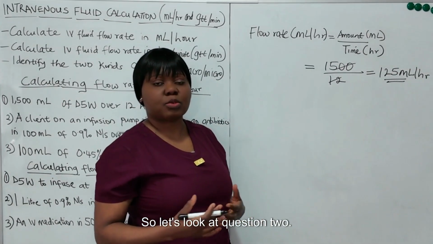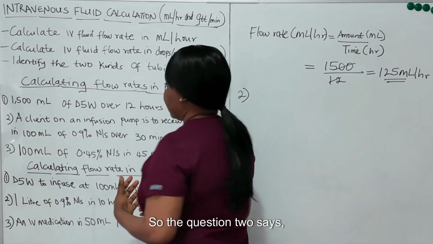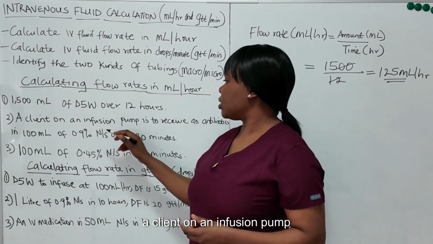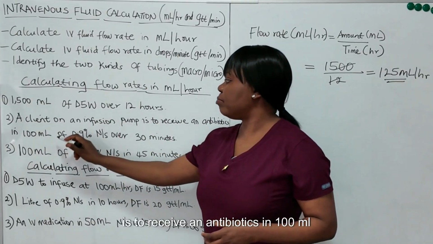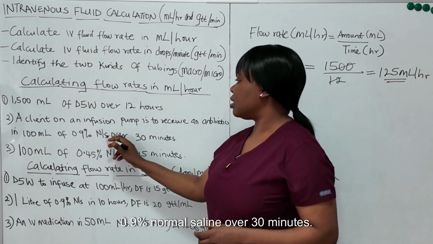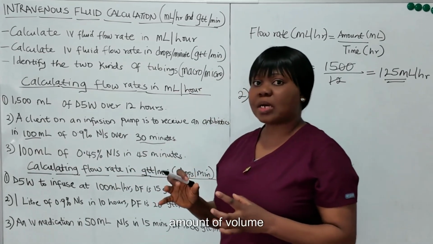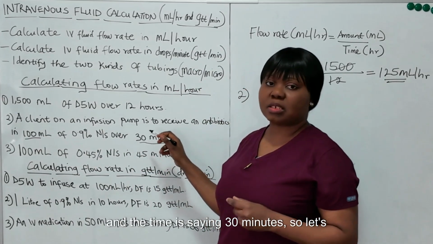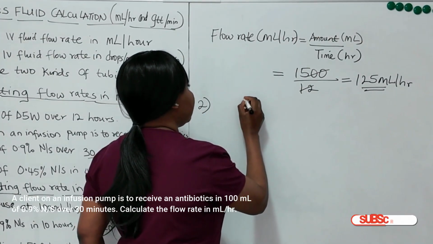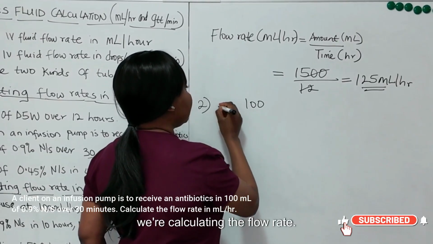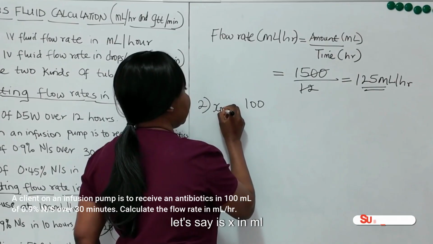So let's look at question 2. It says a client on an infusion pump is to receive an antibiotic in 100 ml of 0.9% normal saline over 30 minutes. So we're working with 100 ml as the volume, and the time is 30 minutes. Let's put it into the formula. Using the same formula, the volume is 100 ml. We're calculating the flow rate, so let's say it's X in ml per hour.